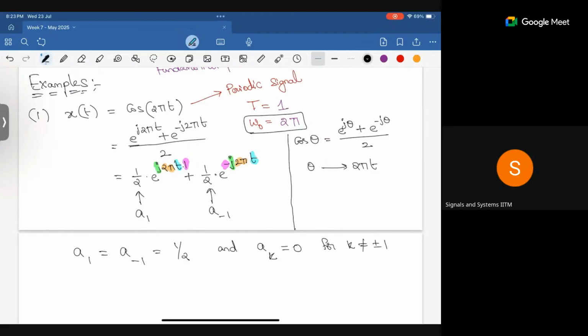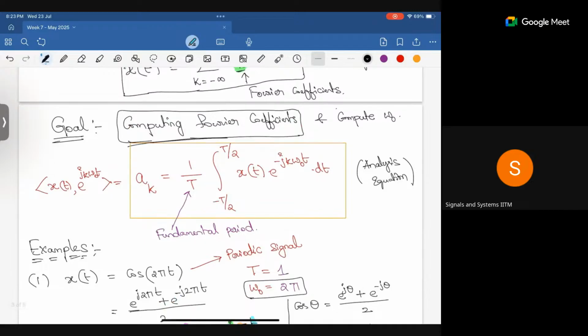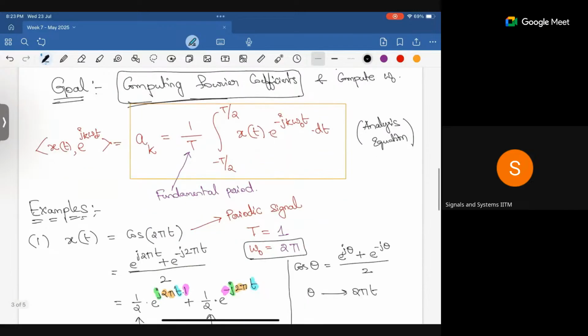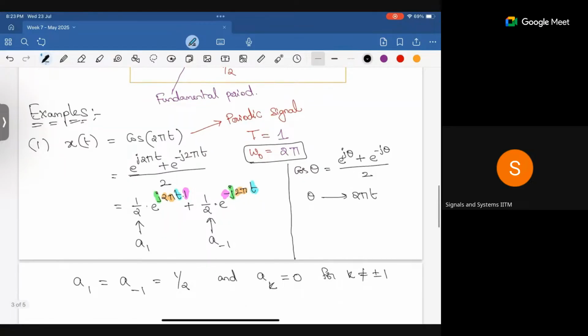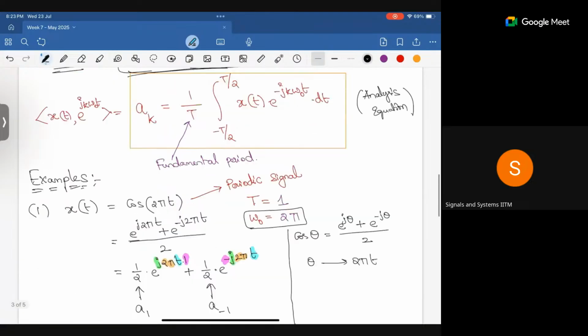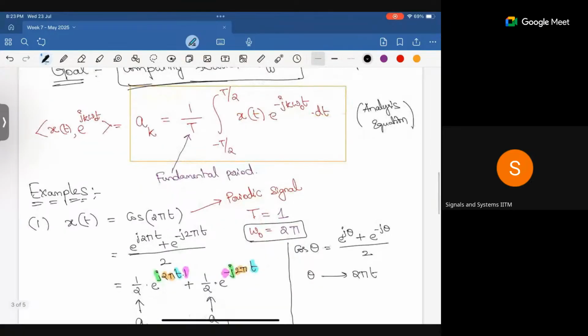And remember, we didn't use any formula. We didn't use this analysis equation. All we did was express this cos 2 pi t as a sum of phasors, with different k. So you don't have to always use this analysis equation to find the Fourier coefficients. Rather, you can express it in this way also.